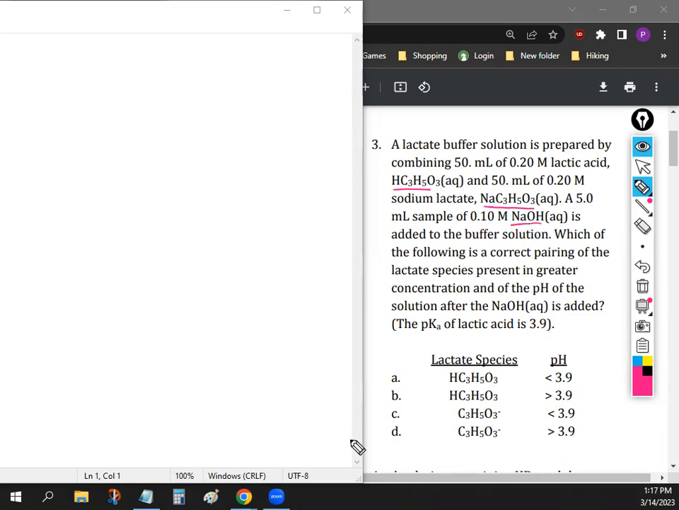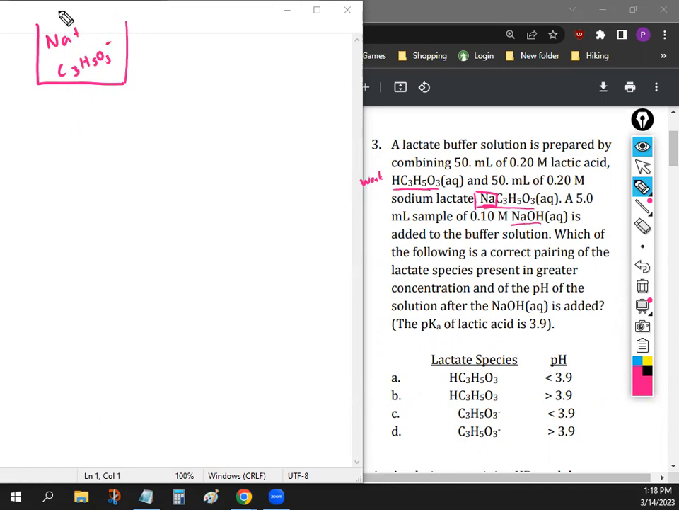Okay, so let's say that we have a little solution, right? I'm gonna draw a little beaker. In the beaker we have this and this. Now, if you take a look at lactic acid, what type of acid is this? Yeah, this one's weak. Then you have your salt. Is it a strong electrolyte or a weak electrolyte? It's strong. Anything that has Na attached to it is a strong electrolyte, which means this is going to want to break up completely into the cation and the anion.